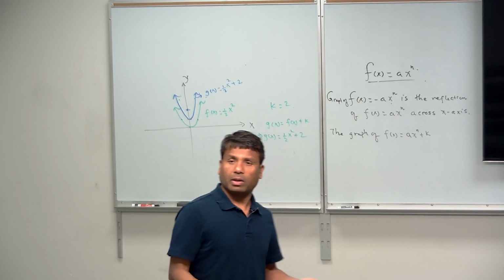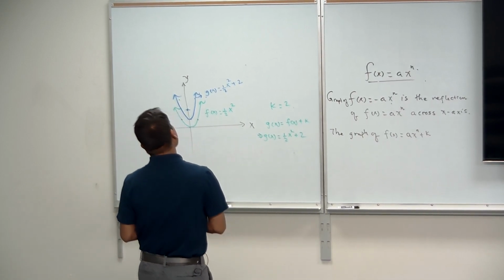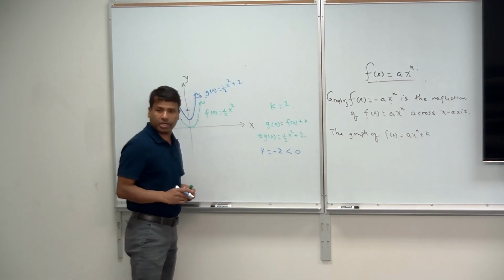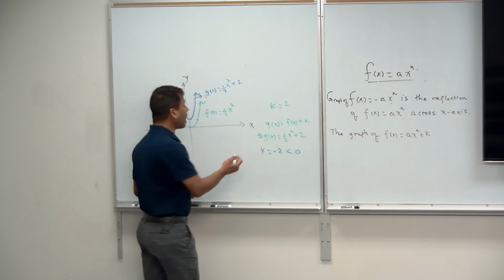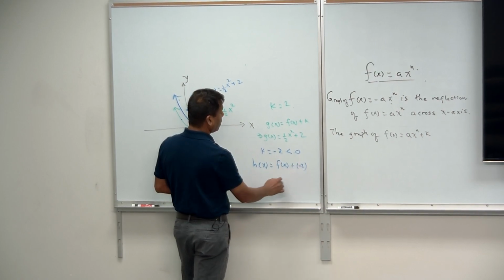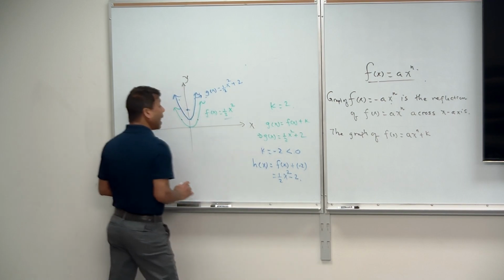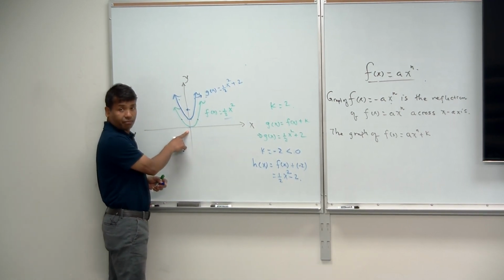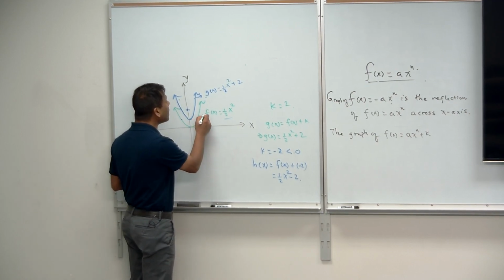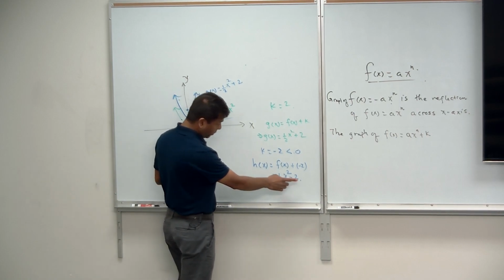It's shifted up. And if the value of k is negative 2, so that means this is less than 0, right? So now the graph of, let's say, h(x) = f(x) + k where k is negative 2. But what is your f(x)? Half x squared, right? Half x squared minus 2. So that means this graph, this is f(x) equal to what? This is f(x) = half x squared. Is that right? So this is shifted how many units? 2 units down.